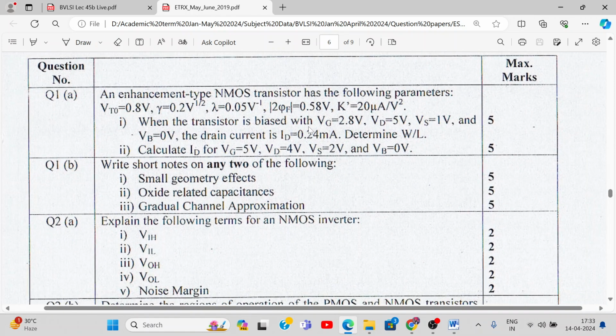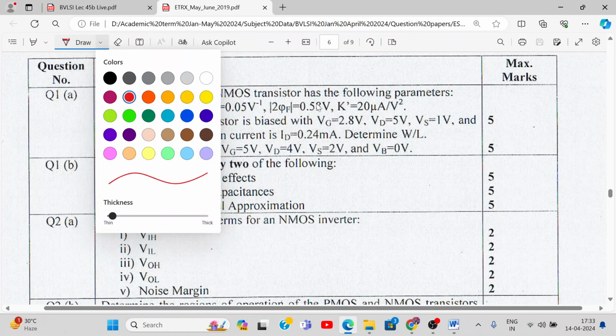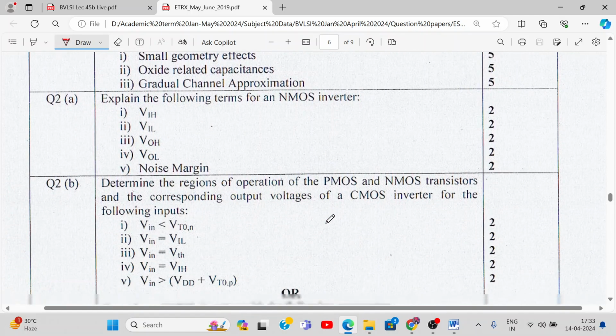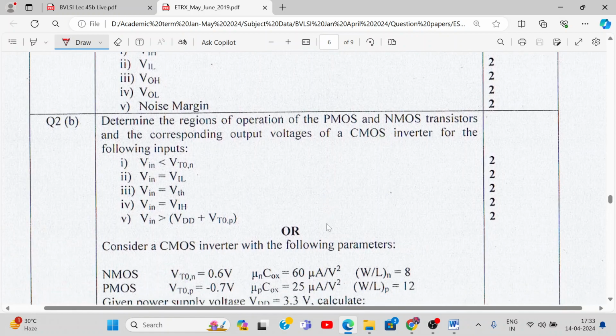Okay. So here it's related to module number 1, enhancement type MOSFET. We search for a CMOS inverter numerical. See, they can ask you this type of question. Determine the region of operation of PMOS and NMOS transistors as well as corresponding output voltages of a CMOS inverter for the following inputs.